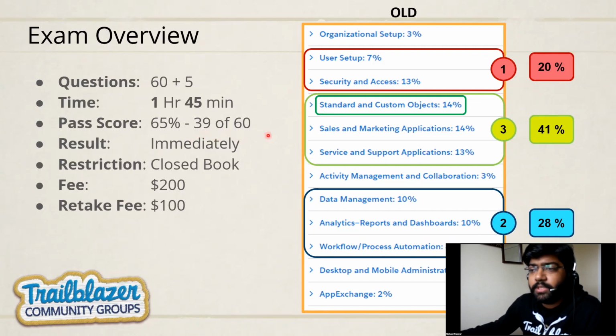So in total, you need to get 65% passing marks in the exam, which is basically 39 right answers out of 60, but you would not know which 60 are the ones. So I would say you need to get around 42 or 43 right answers out of the 65, and then you get the results immediately once you finish. It's a closed book exam, you cannot take any materials with you, and it costs $200, and the retake is half the price, $100.